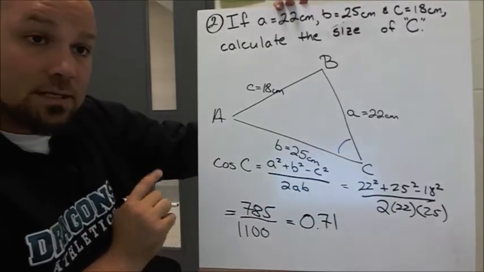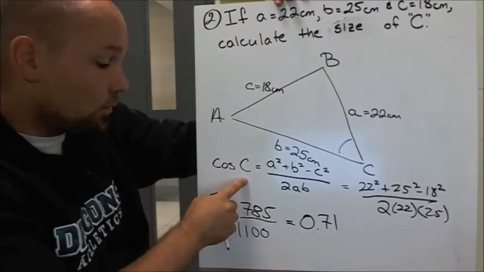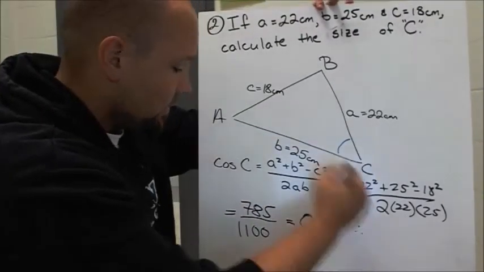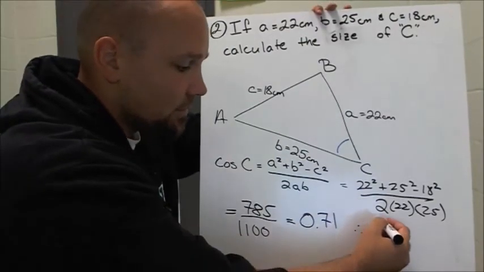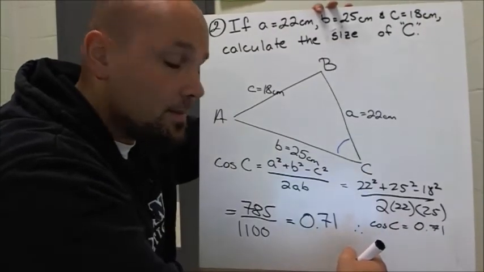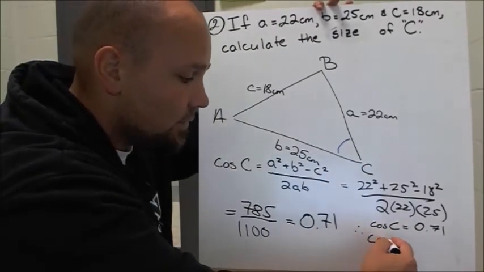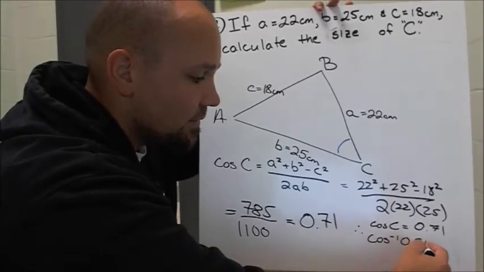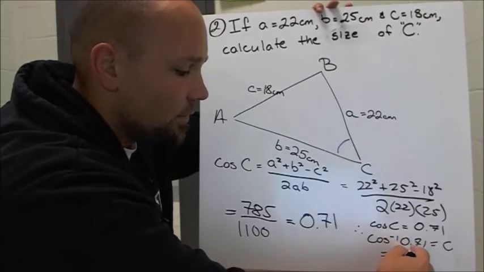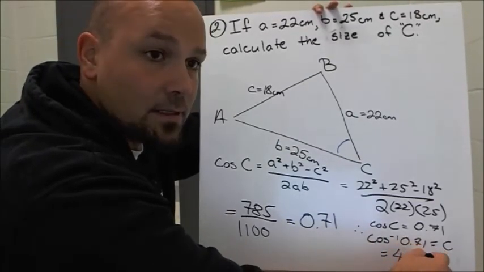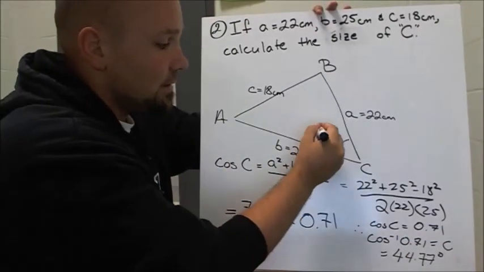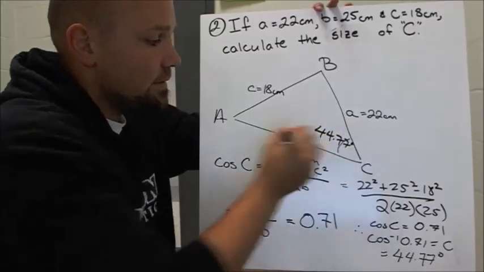Now, I want you guys to remember, when we don't know an angle, we're going to have to use inverse. So that means we have cos C is equal to 0.71. To find C, we'll have to do cos inverse 0.71 is equal to C. Now we can put that into our calculator and we get 44.77 degrees. So that means we found out that angle C is 44.77 degrees.